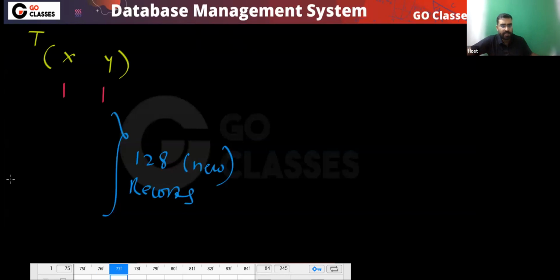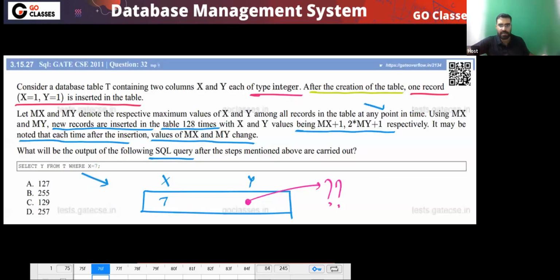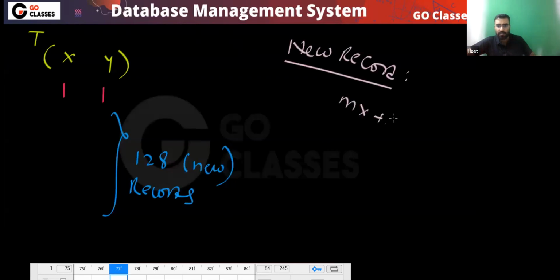So let's see. Tell me, the new record that you are inserting, what is that? It is mx plus 1, so this you are increasing by 1, so this will be 2, and 2my plus 1, this you will double plus 1. So that will be 3. Yes or no?